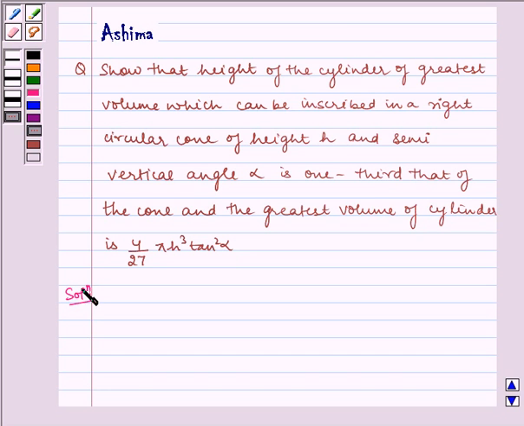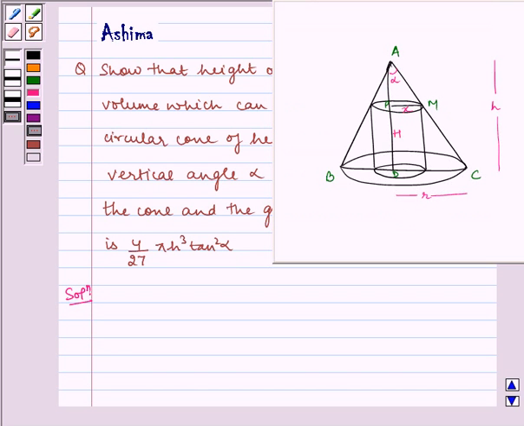But before that, let us see the figure of the question. Here we have a cone and a cylinder which is inscribed inside the cone. Let capital H be the height of the cylinder and small x be the radius of the cylinder. Also, small h be the height of the cone and small r be the radius of the cone. Now, considering triangle APM and triangle ADC, both the triangles are similar.